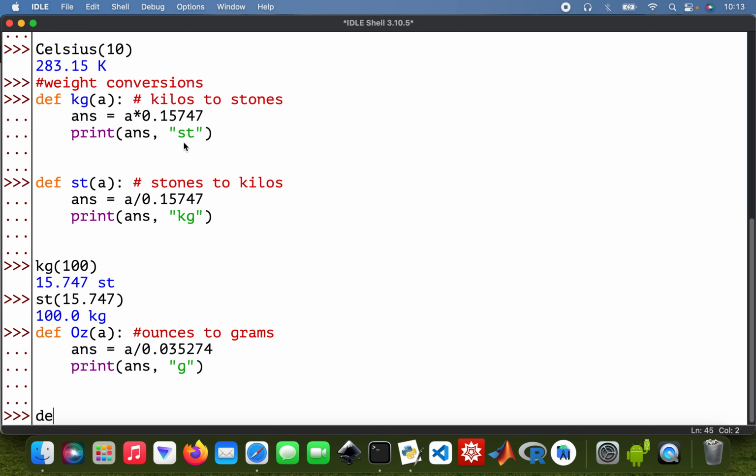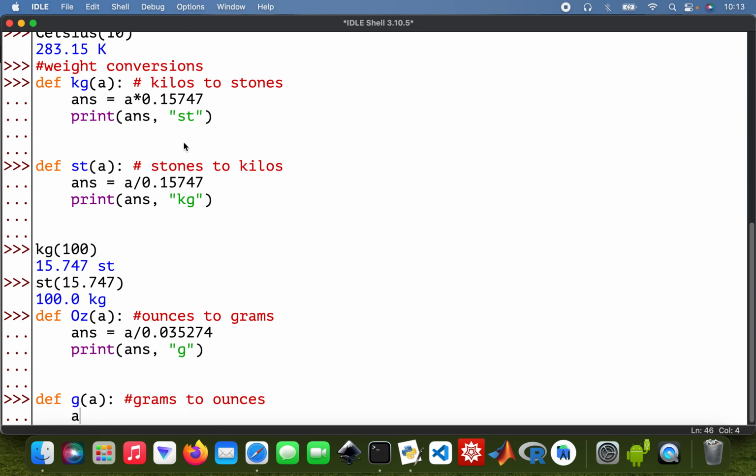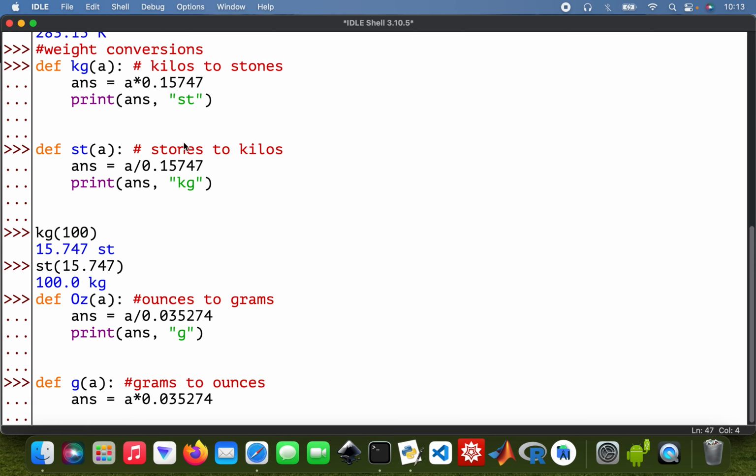Then another definition the other way around. Define my grams. So that's going to be grams to ounces. Then ounces as well. So that's A times 0.035274. Then print my answer.